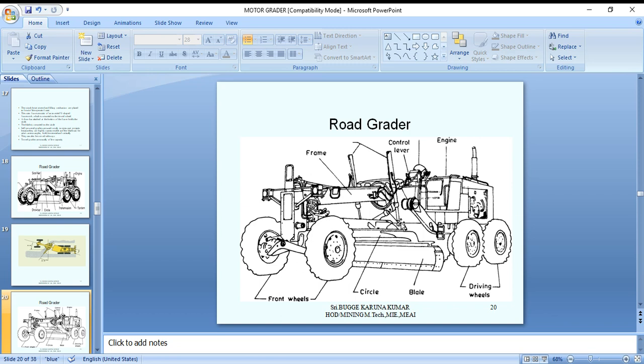This is another line diagram for easy understanding of the parts of the road grader.